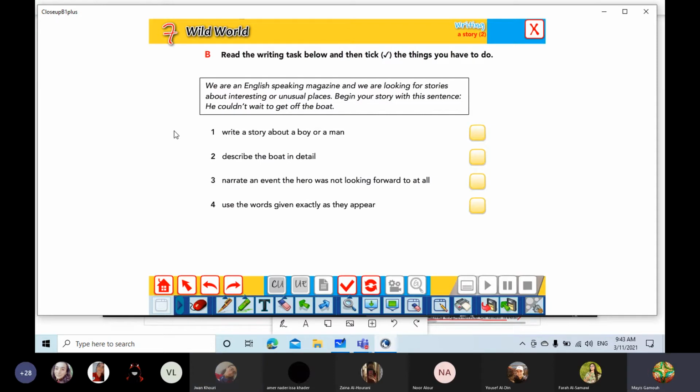Let us read what is in the box one more time. We are an English-speaking magazine and we are looking for stories about interesting or unusual places. So we are talking about places that are interesting or unusual. What do they want from us? They want us to start our story with this sentence. Let's look at the sentence together in order to know how to answer our questions. He couldn't wait to get off the boat.